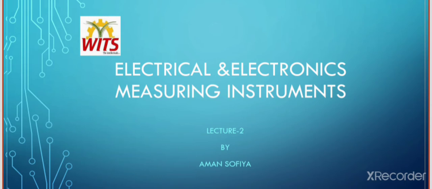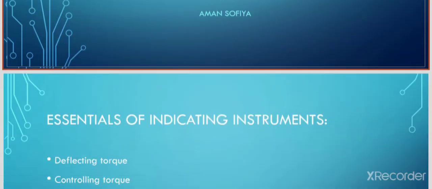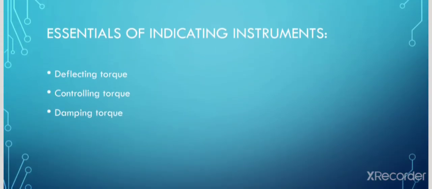Today we are going to discuss the different types of torques produced in indicating instruments. Basically, instruments are classified into two types: absolute instruments and secondary instruments. Secondary instruments are again classified into indicating, recording and integrating instruments. Indicating instruments are the instruments which show the reading by using a pointer and scale.